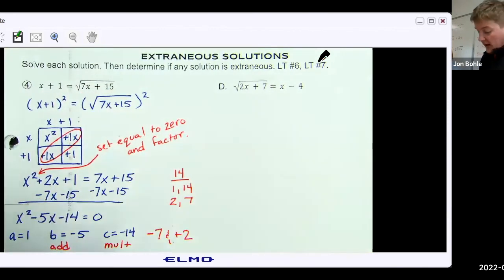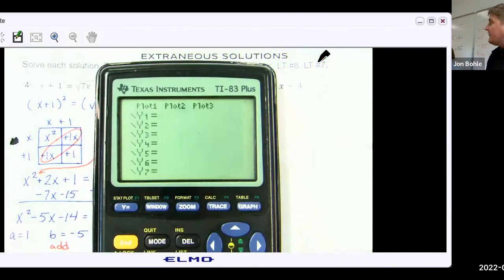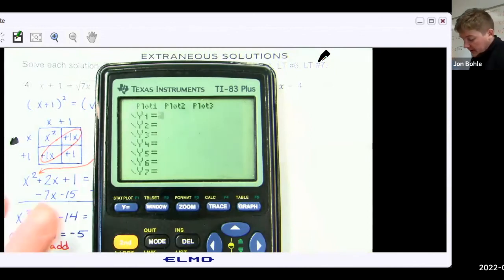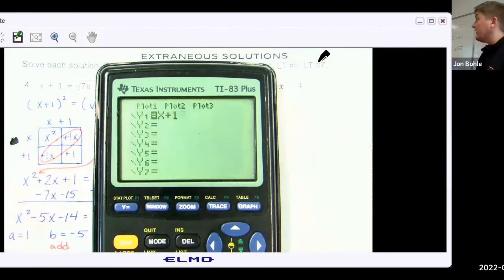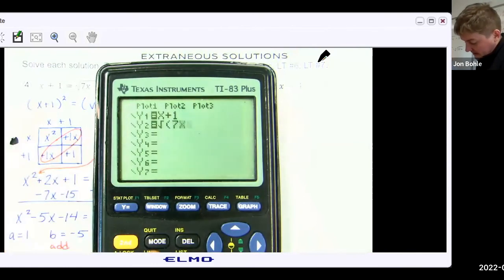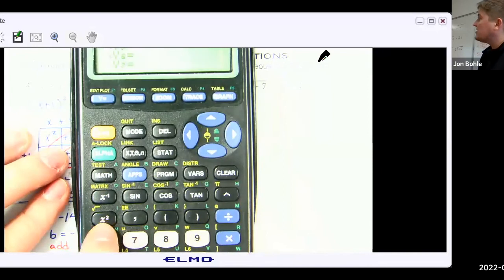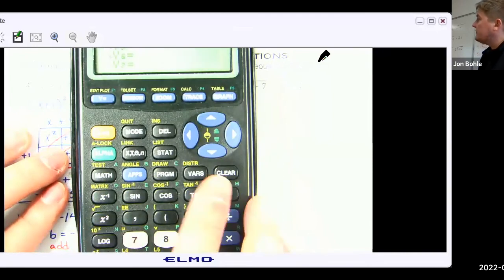So what I'm going to do is I'm actually going to graph each of these. So I'm going to hit graph by hitting y equals x plus 1 in the first one, the left side of the equal sign. And then I'm going to do the square root of 7x plus 15 on the right side. Y equals. Square root, you hit the yellow second button, and then you hit x squared. It's diagonal.